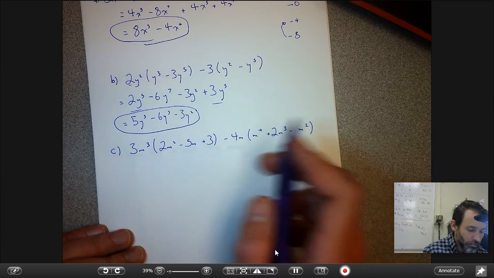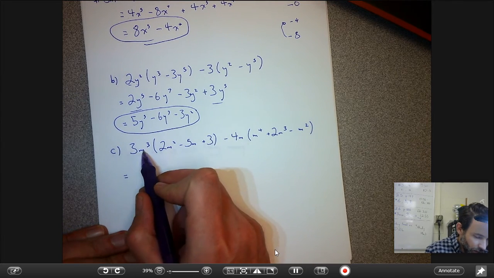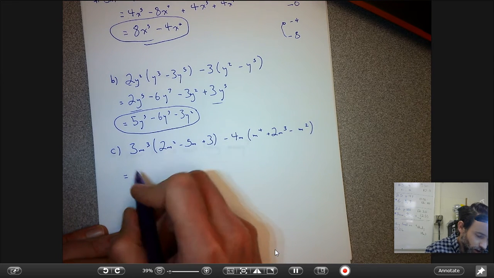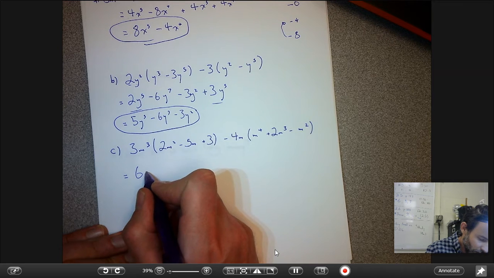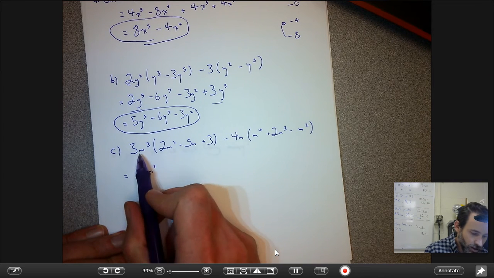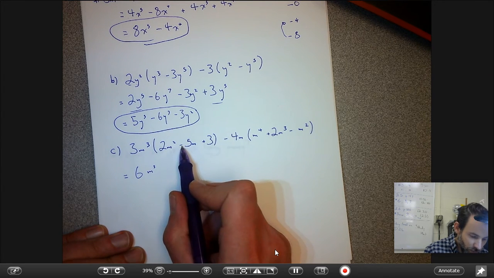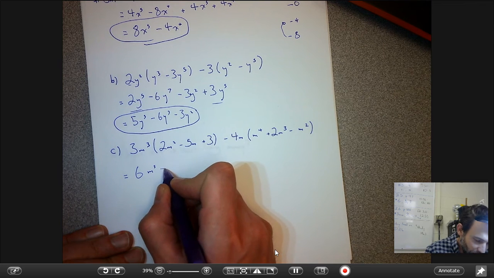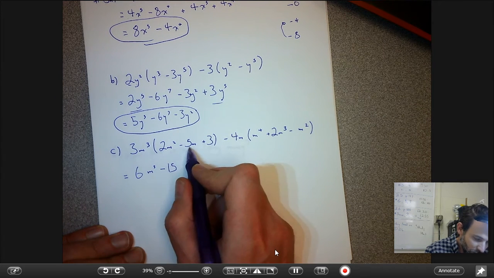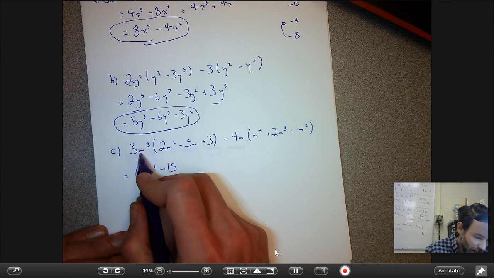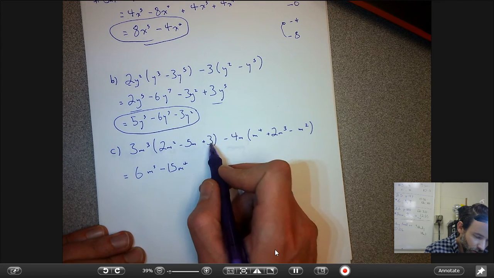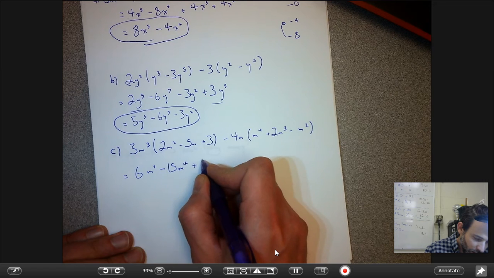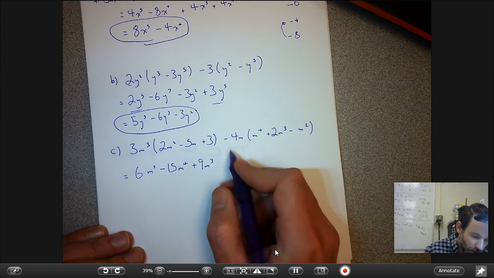3m cubed, well, I'm not going to read it. You know how to read it. So 3m cubed multiplied by 2m squared. This is 3 times 2 is 6. M cubed times m squared is m to the 5. I'm multiplying, so I add exponents. 3m times minus 5m. So that'll be minus 15, because 3 times minus 5 is minus 15. M to the 3 times m is m to the 4. And then 3m cubed times 3 is plus 9m to the 3.